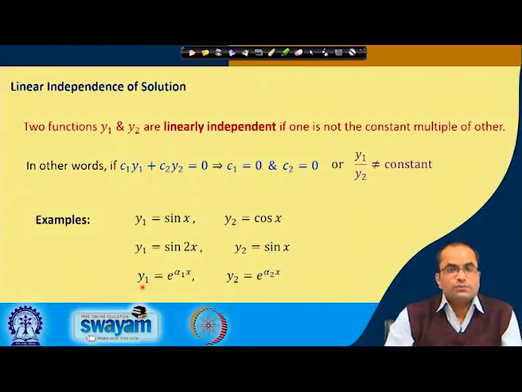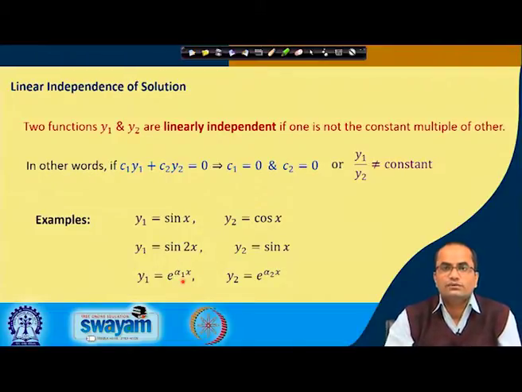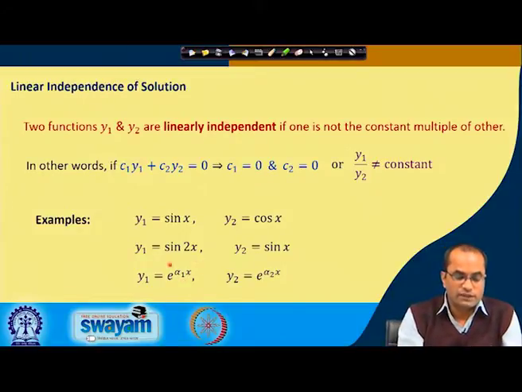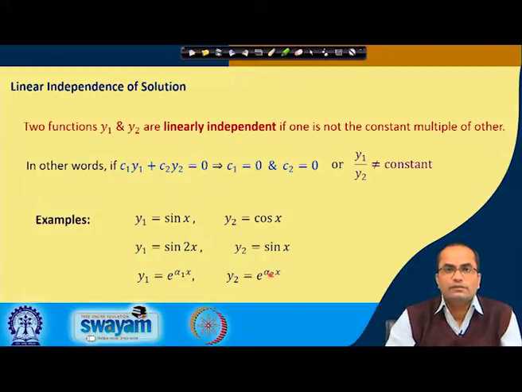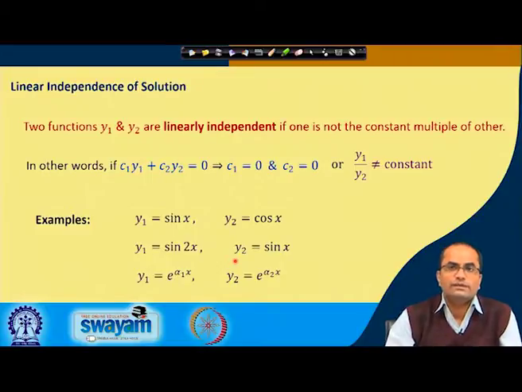Also, consider the functions exponential alpha 1 x and exponential alpha 2 x. Here also we can take such a ratio. When alpha 1 and alpha 2 are two different real numbers, then these functions are linearly independent. So, when alpha 1 is not equal to alpha 2, e power alpha 1 x and e power alpha 2 x are linearly independent.